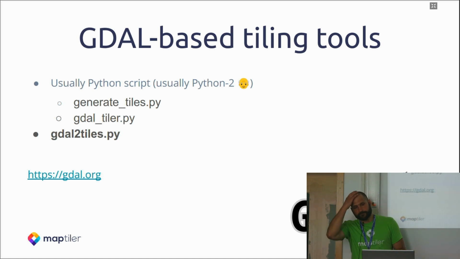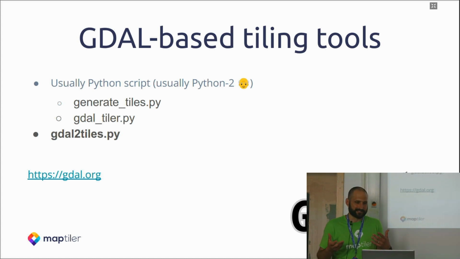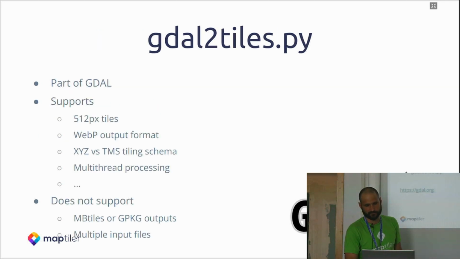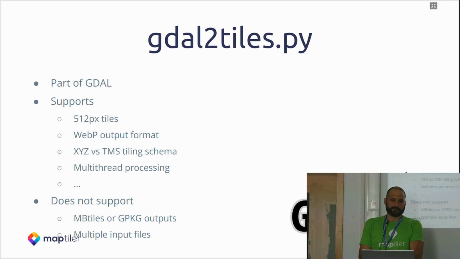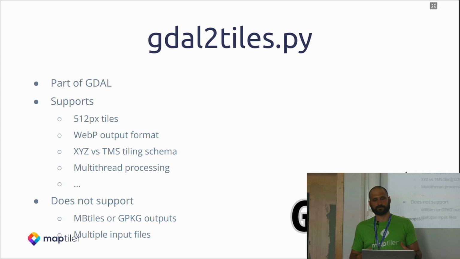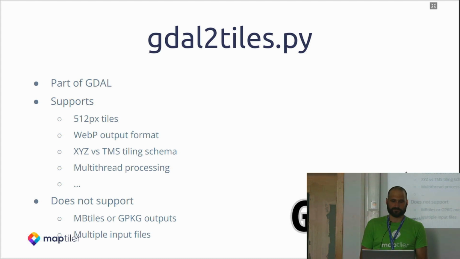If you Google for it, there are some Python scripts which are mostly Python 2 based, so obsolete, and you basically can't use them on today's systems. But then there is gdal2tiles, which is up to date, works with Python 3, and is part of the GDAL distribution. So if you install GDAL, you have it already on your computer. If you look at the help and manual page, it supports 512 pixel tiles. It supports WebP output. This is great. It supports both the XYZ and TMS tiling schemas, so either the tiling schema starts here or here, which is also nice. It supports multithreading, so you are not tiling on only one core. So it should be faster.